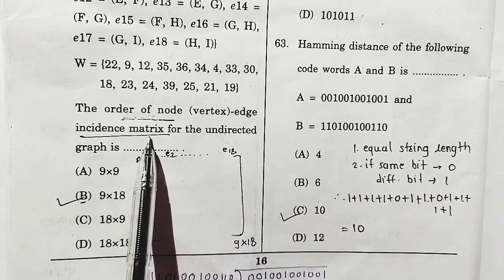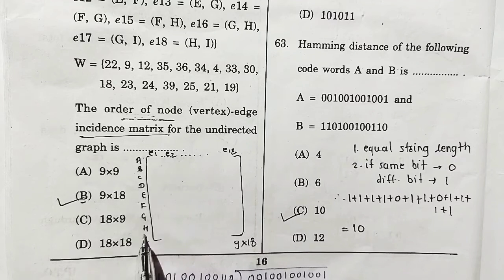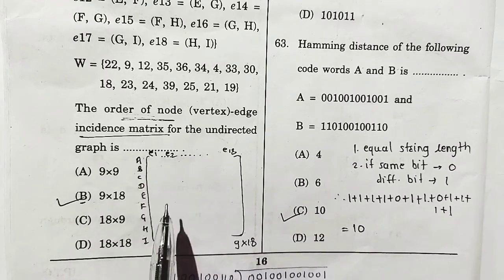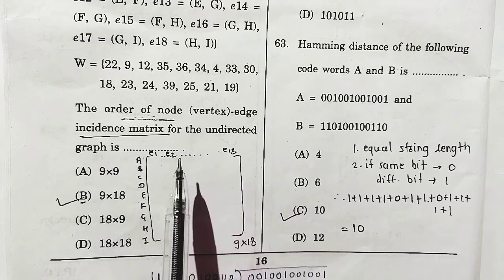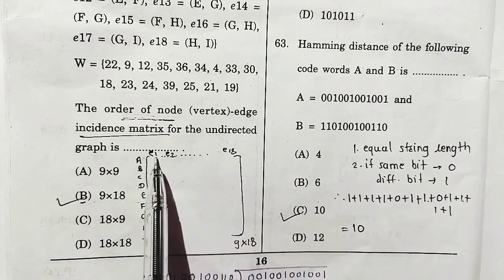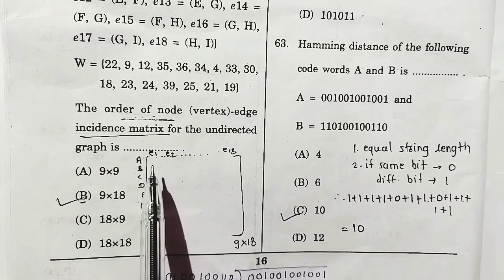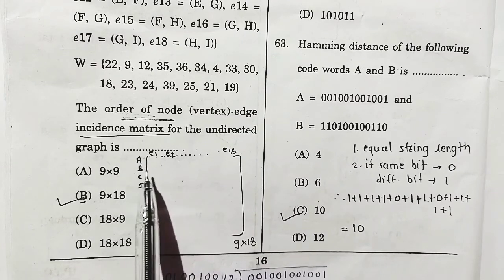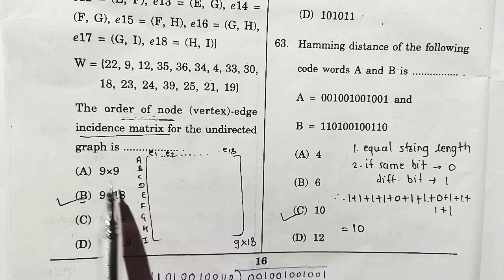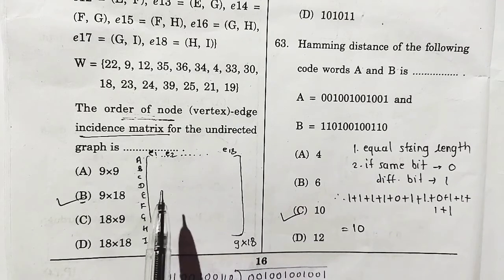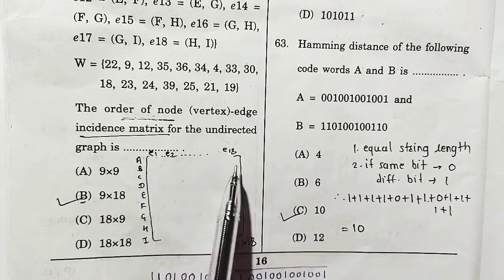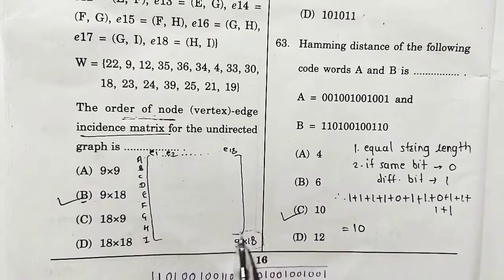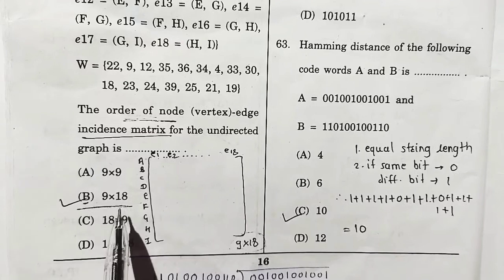What is an incidence matrix? Here are the vertices, number of vertices, and here are the number of edges whatever given. Just put 1. Okay, if this edge E1 is incident on this vertex and this vertex, just write 1 here. But rather than all of this, we have to just find the order of the vertex edge matrix. Means number of vertices by number of edges, and this is the order. So option C is correct here, 9 by 18.